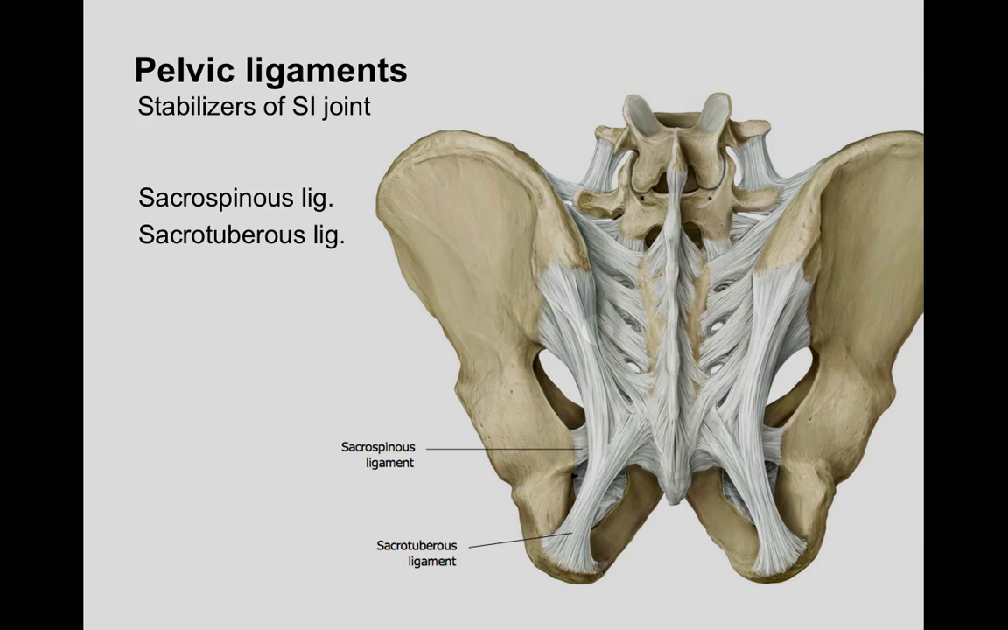Both of these ligaments have attachments on the lateral aspect of the sacrum, but the sacrotuberous ligament extends to the ischial tuberosity, whereas the sacrospinous ligament will extend to the ischial spine.